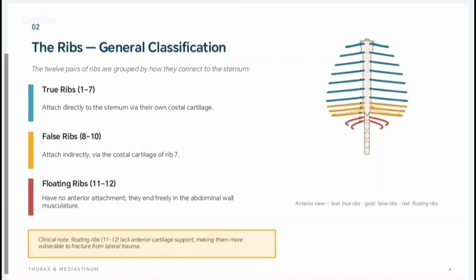It is a critical clinical note that because these floating ribs lack anterior cartilage support, they are significantly more vulnerable to fracture from lateral trauma, as they cannot distribute force as effectively as the upper ribs.